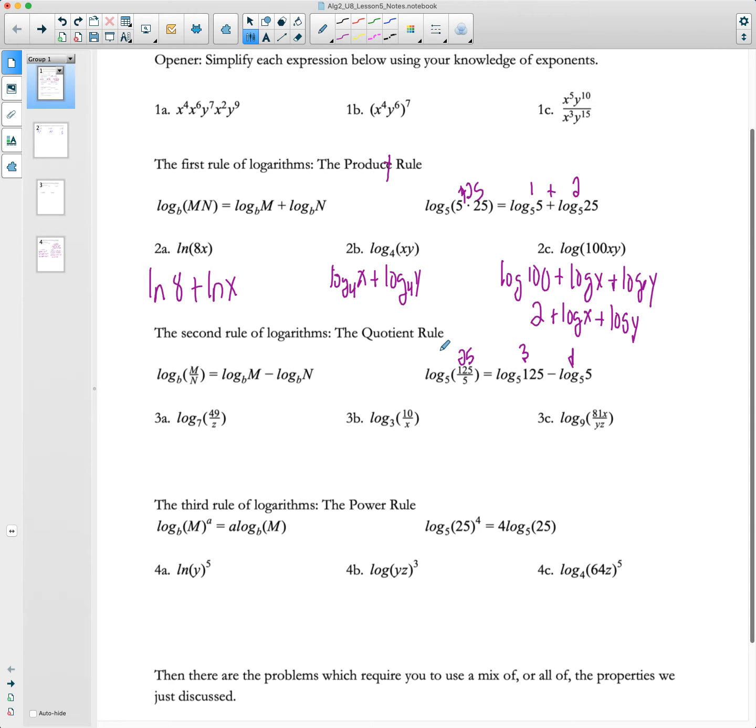So you can see how the left side and the right side are correlating to each other. Just like we would have subtracted those exponents up here, we're doing the same thing here. So what that means is that when I have a quotient in the argument, I can rewrite it as a subtraction problem: log base b of m minus log base b of n.